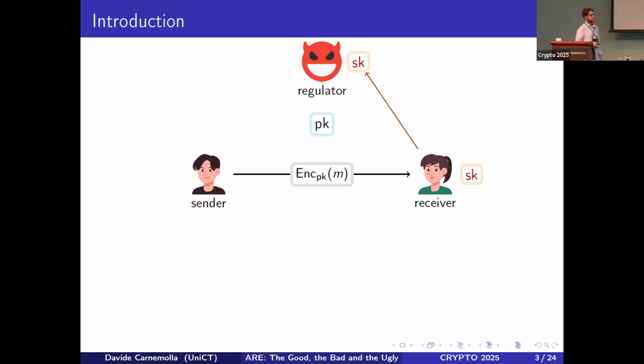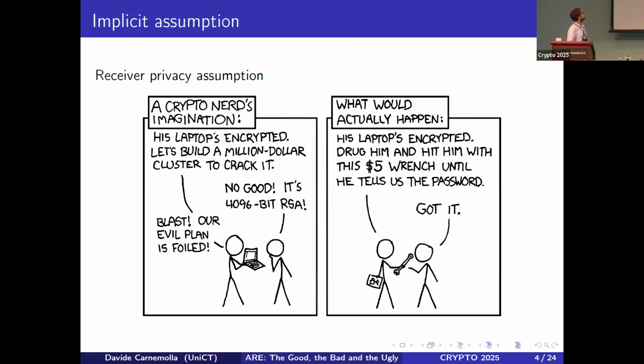But what happens if we consider a stronger adversary that we call a regulator, that is able to force the receiver to give him the secret key? In this case, the security requirement does not hold, and so the privacy of the communication is lost. This happens because when we model the security of an encryption scheme, we rely on an implicit assumption called the receiver privacy assumption that guarantees that the secret key cannot be compromised.